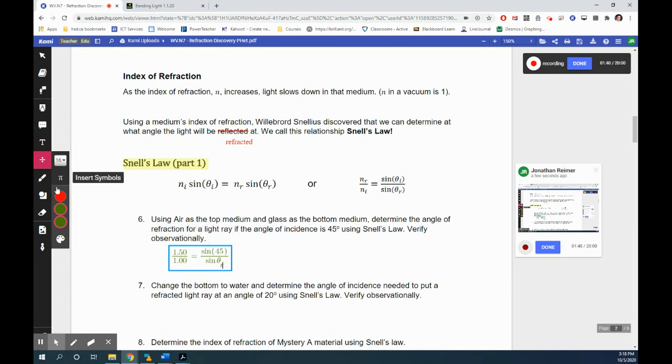Now this is some interesting math that we have to do here. What we have to do is swap these two values. I'll show you different strategies later, but that's good. Notice that this 1 really doesn't matter, because 1.5 divided by 1 is just 1.5, and sine theta r divided by 1 is just sine theta r. It doesn't matter. And so what we're left with is this: sine theta r equals sine 45 divided by 1.50.